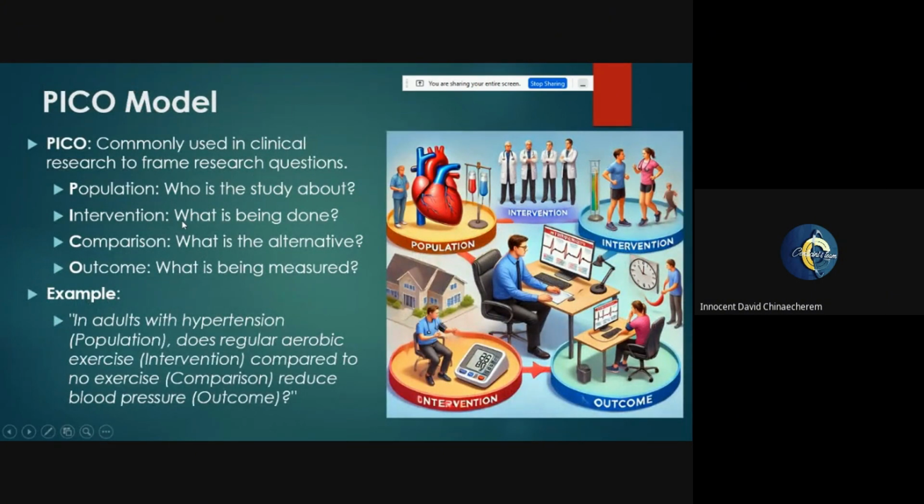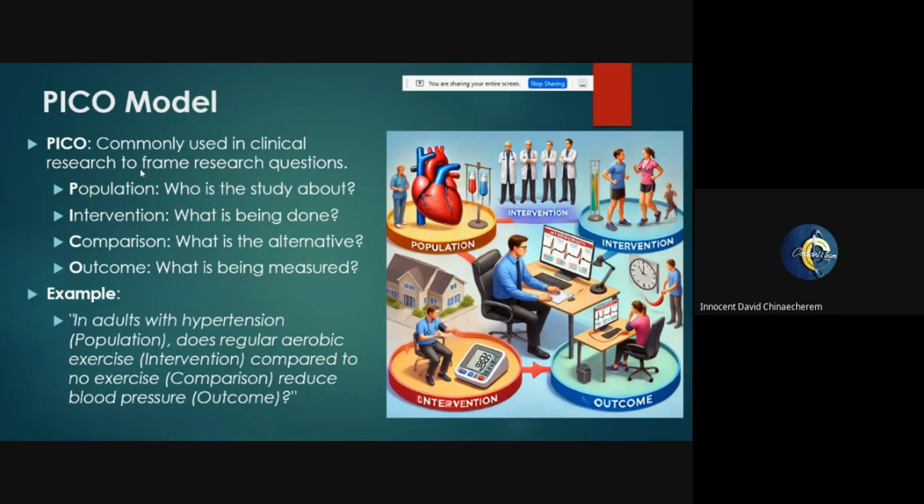Now moving forward, we will have a clear look at some commonly used models when we are writing our research. The PICO model is one of the popular frameworks that we use in formulating our research. You have to understand that the PICO model is used mostly for quantitative research, like clinical trials. Sometimes you can use it for cohort studies and more like randomized control trials.